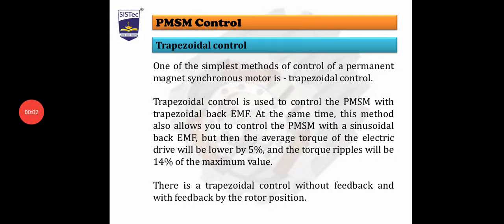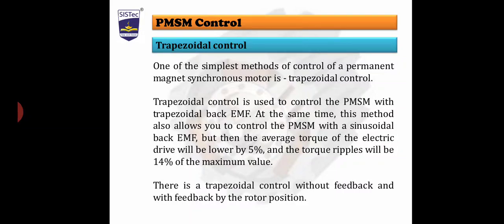Hello everybody. Today I am going to teach you what trapezoidal control techniques are in a synchronous machine, or permanent magnet synchronous motor, in detail. One of the simplest methods of controlling a permanent magnet synchronous motor is trapezoidal control. Trapezoidal control is used to control the permanent magnet synchronous machine with trapezoidal back EMF.